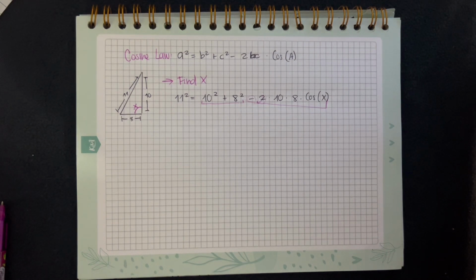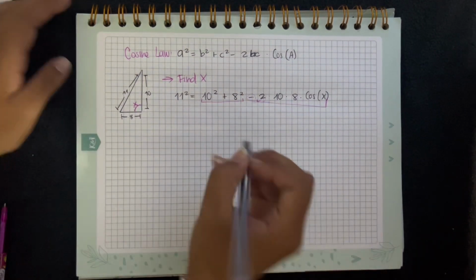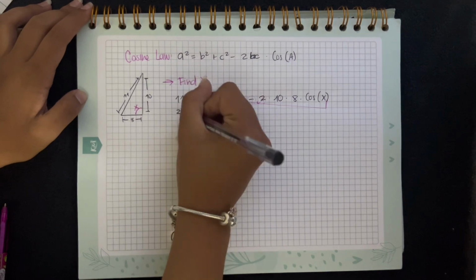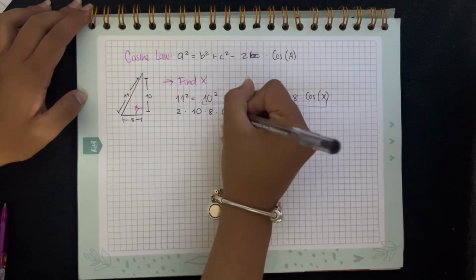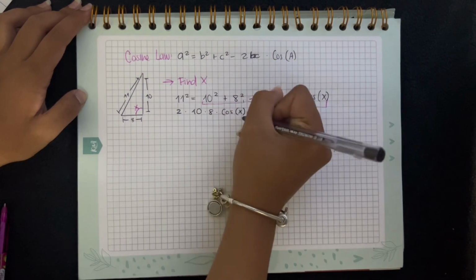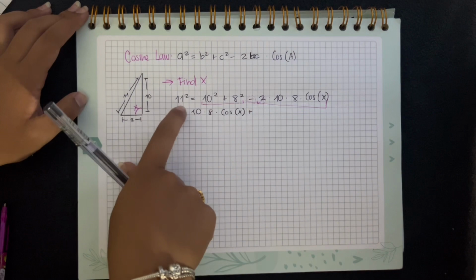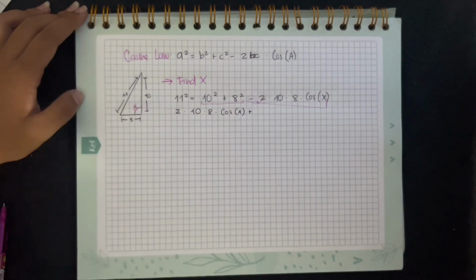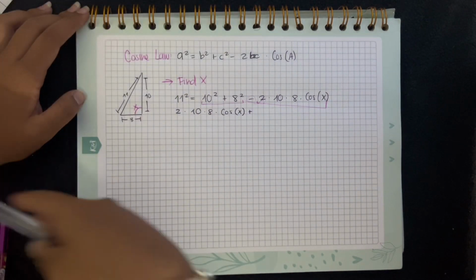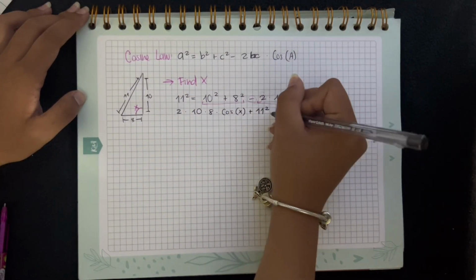but faster. So when we do that, what we are going to have is that as we pass this to the other side, so let's write it to the other side, it will be 2 times 10 times 8 times cosine of x plus, and plus because you remember here we have the 11 square, so this one is positive, it is staying in that side, so it will be a plus, so plus 11 square.